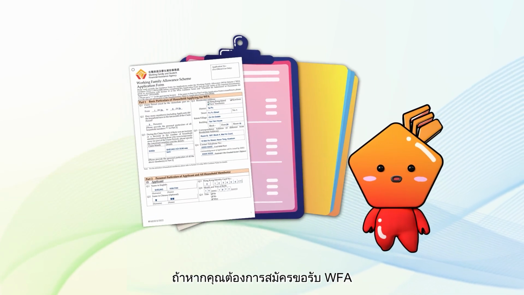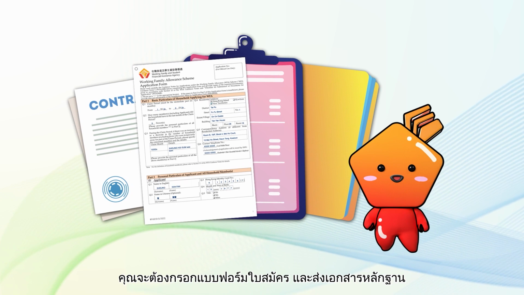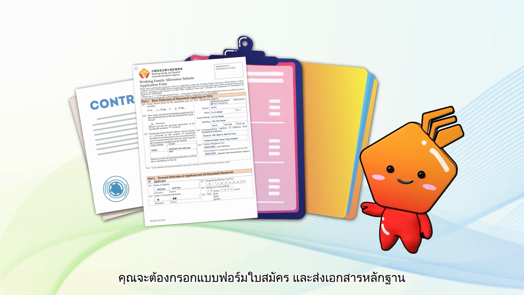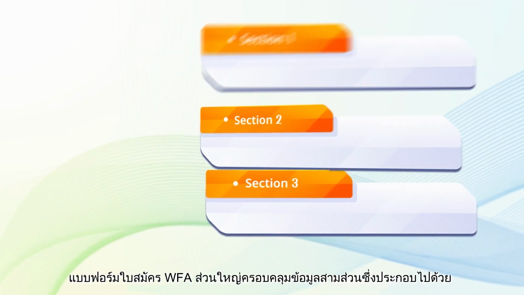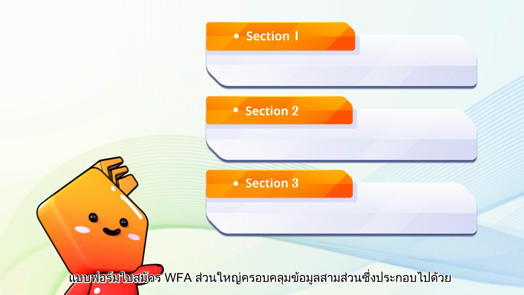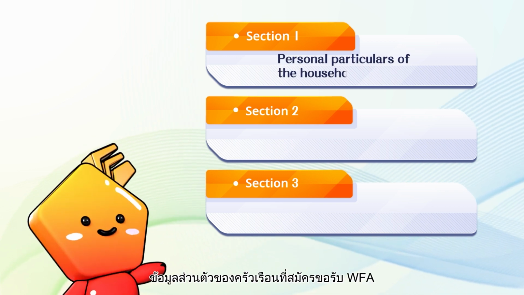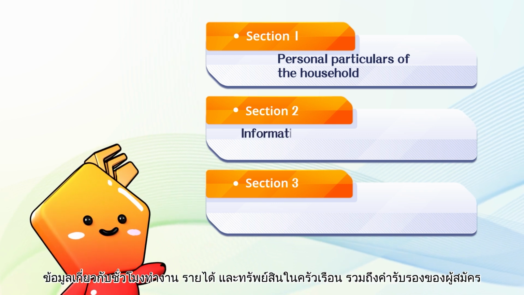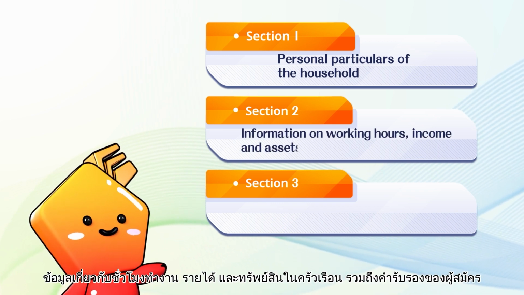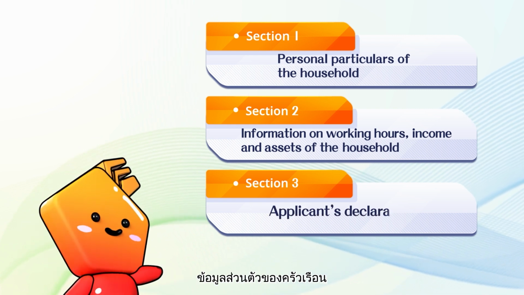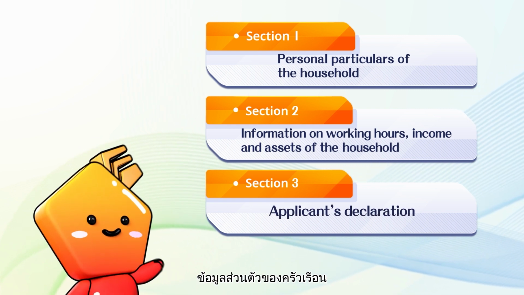If you would like to apply for WFA, you need to fill in the application form and submit documentary proof. The WFA application form mainly covers 3 sections, including personal particulars of the household applying for WFA, information on working hours, income and assets of the household, as well as applicant's declaration.